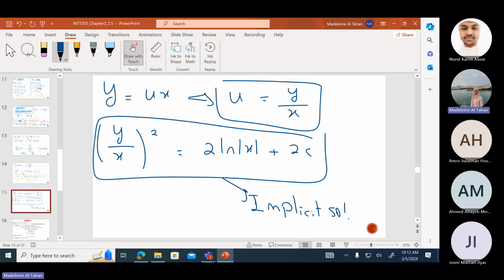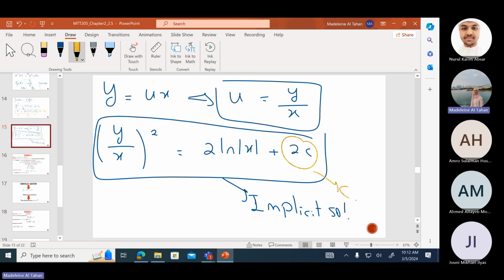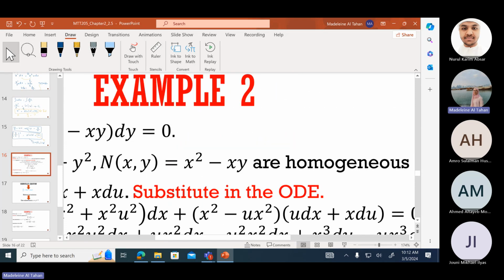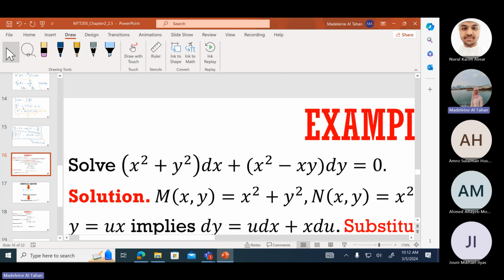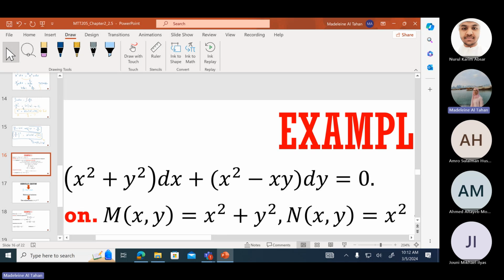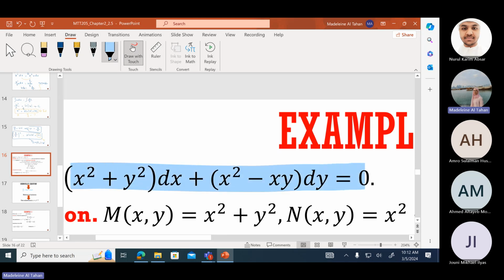By the way, this is 2c, you can simply write c instead of it, another constant. Now what I need from you is to solve this differential equation, each two together. While I'm taking attendance, I need you to solve this equation. Do all the steps, show that it's homogeneous, and then solve. You can solve it each two together, or if you want to solve it alone, you can feel free to.